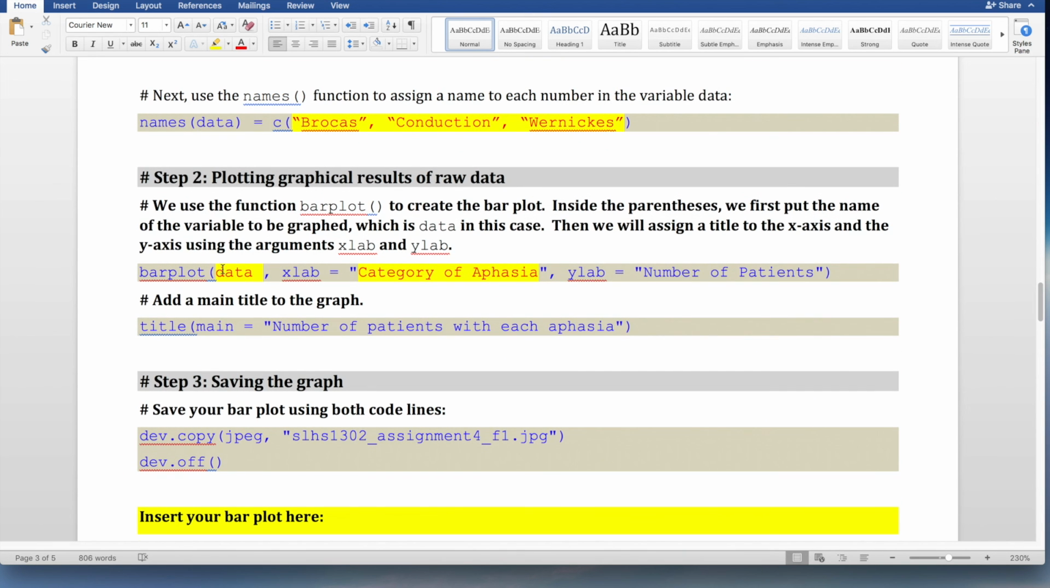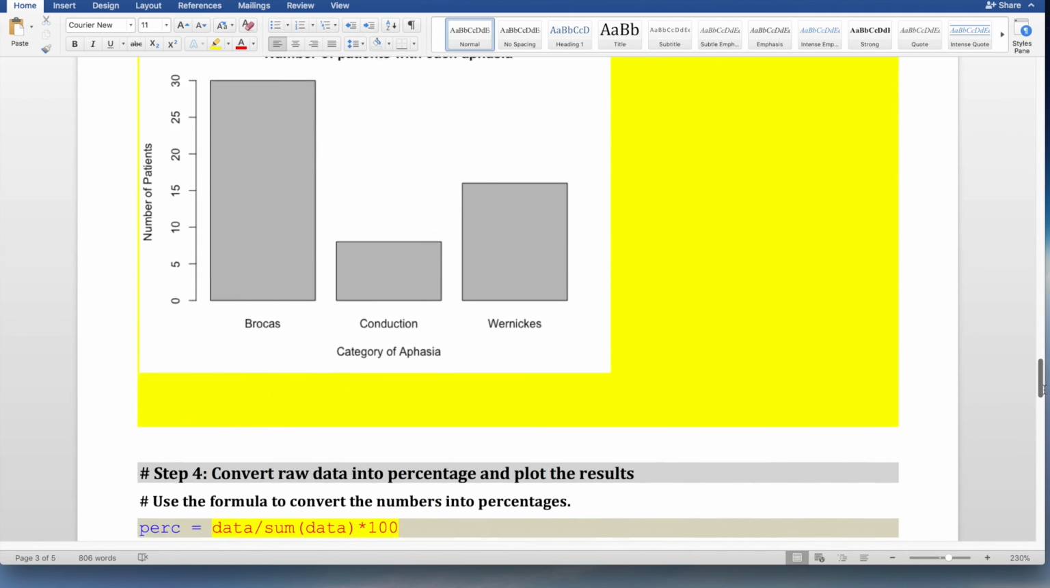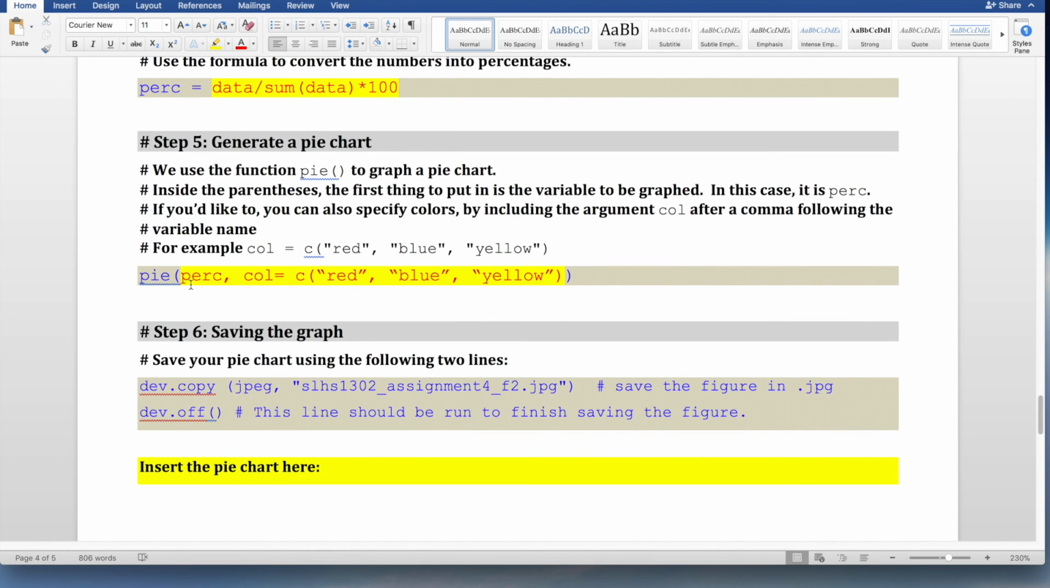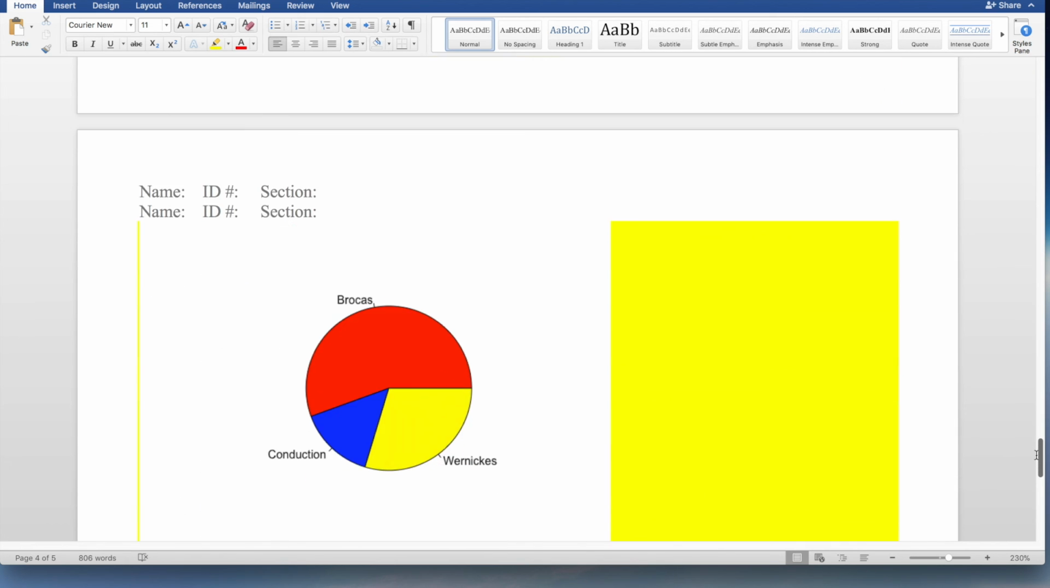And then we had to fill out this code line for the bar plot. So we were looking at the variable data. We wanted to give the x-axis the label category of aphasia. And then we inserted our bar plot. All right. And then step 4, we were converting the data into percentages. So we had to fill in this formula here. We then wanted to create a pie chart of the percentages, and then we also assigned colors to those different names or categories of aphasia. And then lastly, we wanted our pie chart.